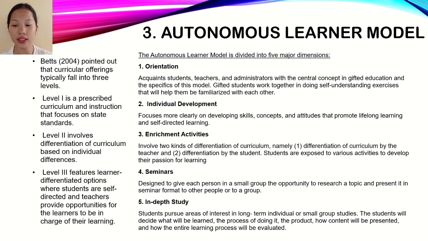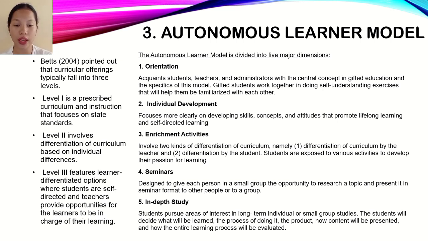So the level 1 is a prescribed curriculum and instruction that focuses on state standards. Level 2 involves differentiation of curriculum based on individual differences. Level 3 features learner differentiated options where students are self-directed and teachers provide opportunities for the learners to be in charge of their learning.